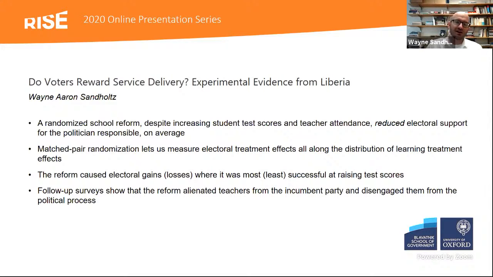It'll surprise no one that meaningful reform is often impossible without alienating certain interested constituencies. I do find evidence of that in my paper, showing that this big school reform, even while it was successful on many of the dimensions that are important to us as researchers, can be politically risky. But I also show that even in a young democracy like Liberia, voters are paying attention to educational quality, and education reform can pay off for politicians if it works well enough. Thanks.